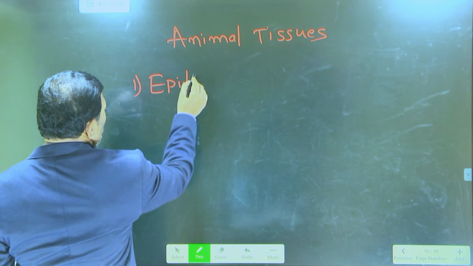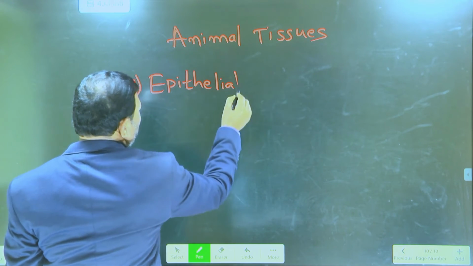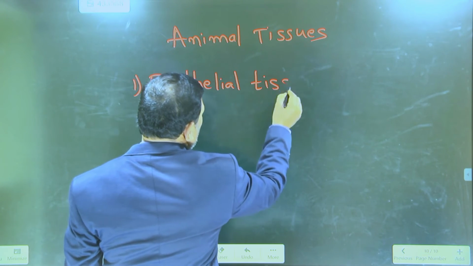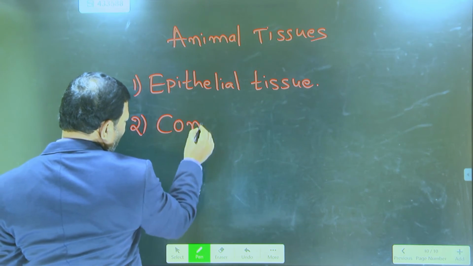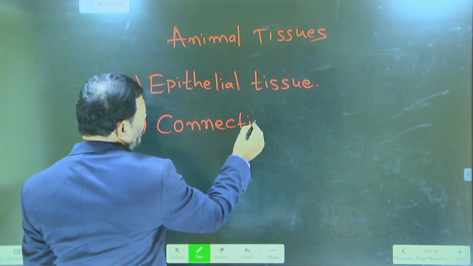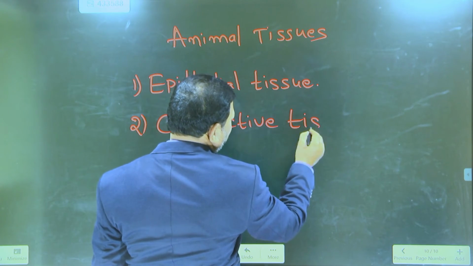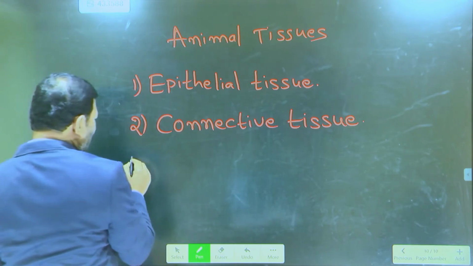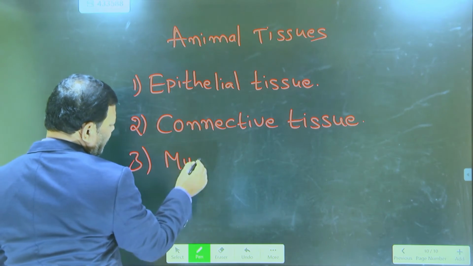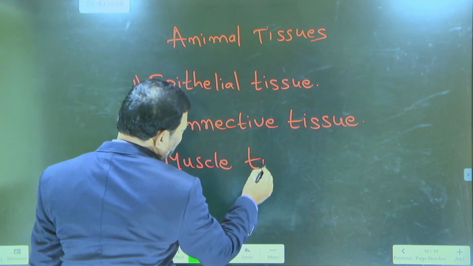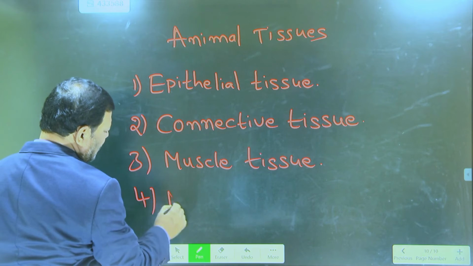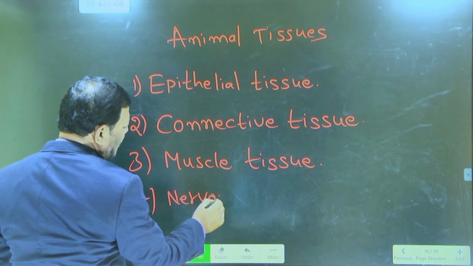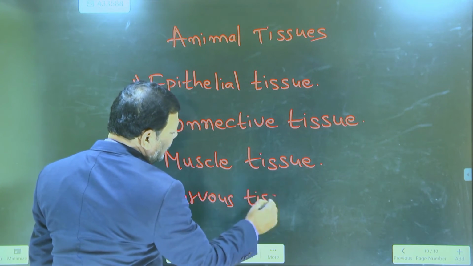First one is the epithelial tissue. Okay, second one is the connective tissue. Third one is the muscle tissue or muscular tissue. And fourth one is the nervous tissue. Okay. Already you know very well.